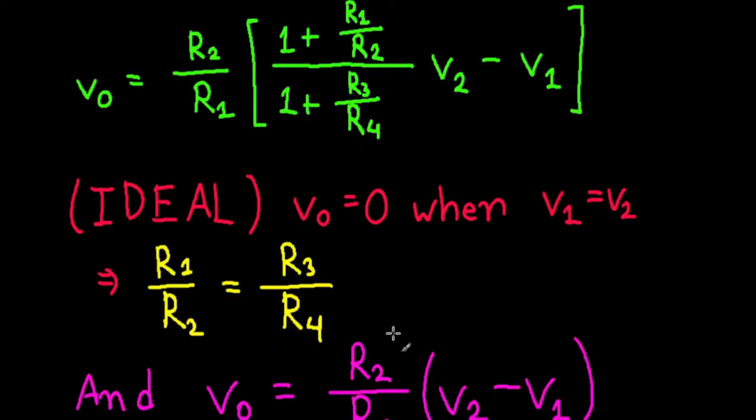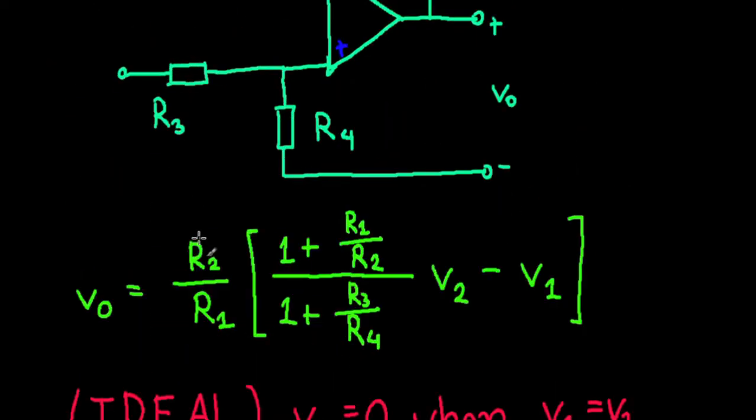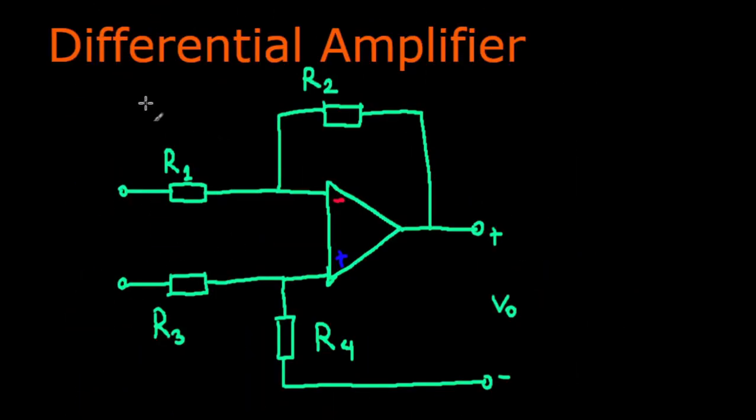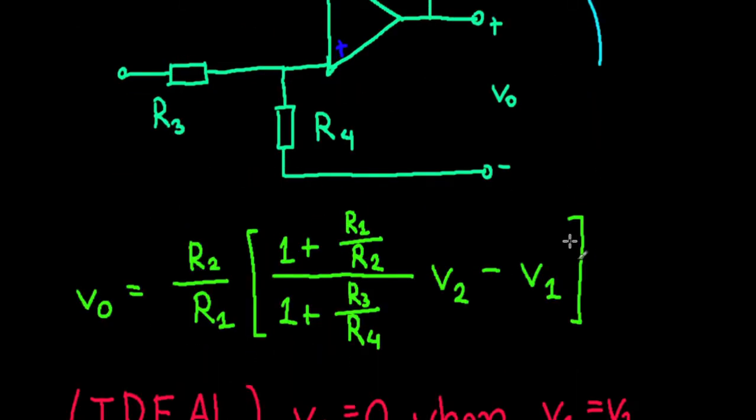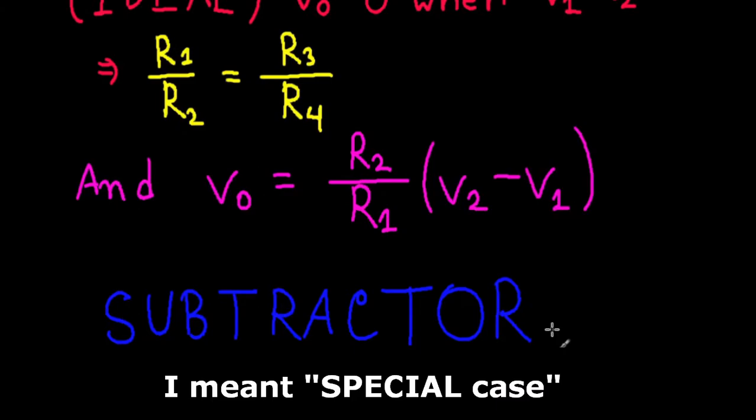So what we're going to see now is that the ideal one was a special case of the general differential amplifier. Today we're going to look at an amplifier called a subtractor. This is a general case of the ideal differential amplifier.